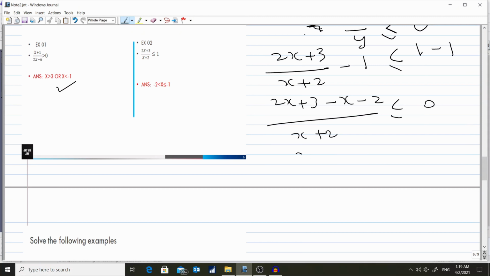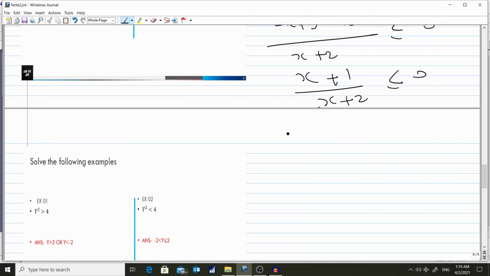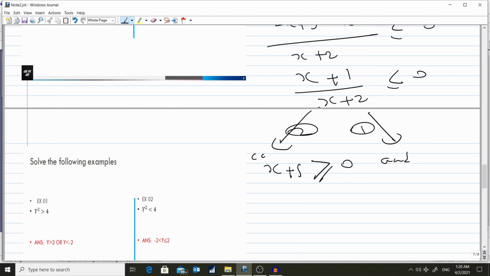Here we will get (x plus 1) over (x plus 2). So now it's just like the previous example. In order for this to happen, there are two cases we need to satisfy. One is x plus 1 greater than or equal to 0 and x plus 2 less than 0, and that's case 1.